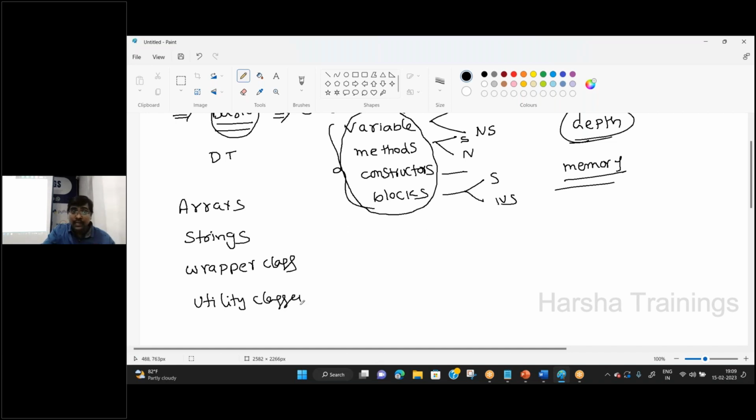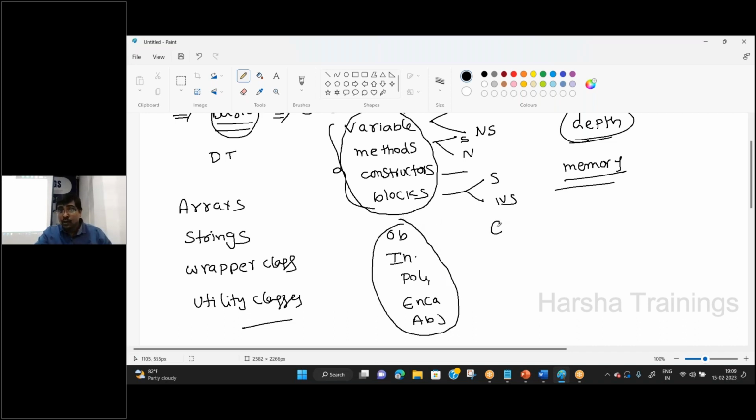utility classes, along with different object-oriented principles: class, object, inheritance, polymorphism, encapsulation, abstraction. All the object-oriented concepts are covered, and we also cover exception handling.